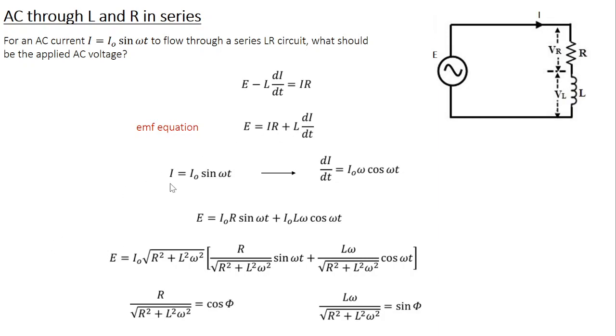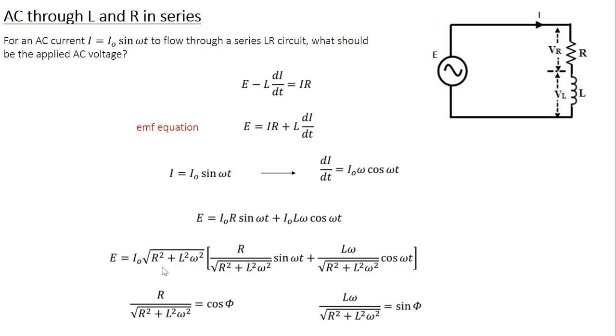Since the instantaneous value of current I equal to I naught sine omega t, from that I can write di by dt equal to I naught omega cos omega t. In the EMF equation now substitute for I and di by dt, it becomes applied voltage E equal to I naught R sine omega t plus I naught L omega cos omega t. I naught is common, take it outside. Also, let's take out a common factor, square root of R square plus L square omega square.